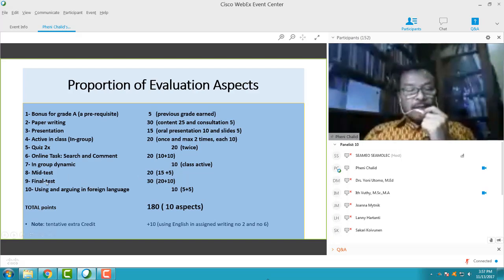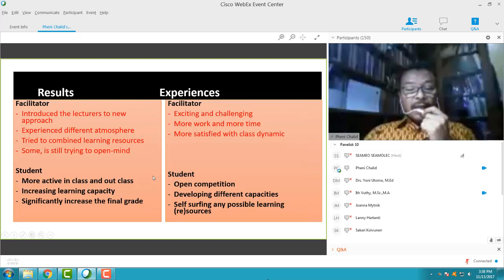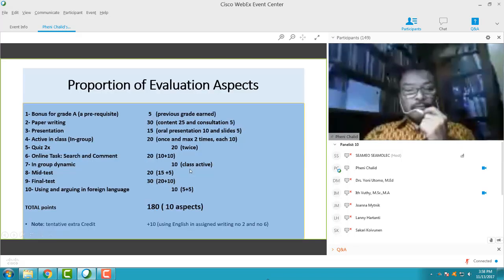Then mid test 20 and final test 30. Then using and arguing in a foreign language, we put 10 points. Because for us, with the foreign language, particularly for economy, 80 or 90% of our literature is written in English. So if they use any language, in my case German, English, or Arabic, that's okay for me. Then we put 10 more points. Cumulatively, there are 180 points for 10 aspects of evaluation.